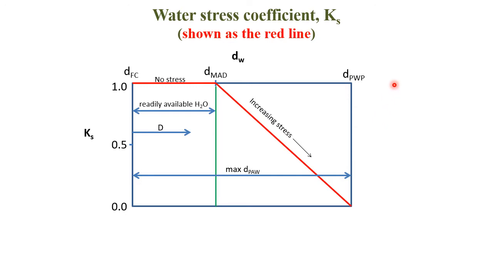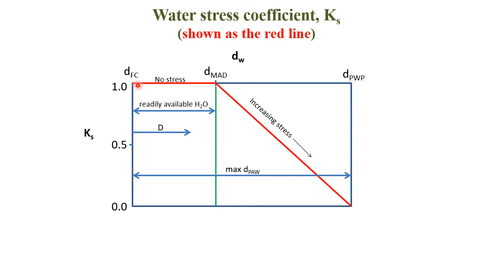Now the Ks, the water stress coefficient, is determined from the water content of the soil. And here at the top of this graphic is the range of water content from field capacity, which is the maximum available water in the soil, all the way down to wilting point. This is where the plant can no longer extract water. Every crop has what is called a management allowed depletion, which is the portion of this available water where the crop starts experiencing water stress.